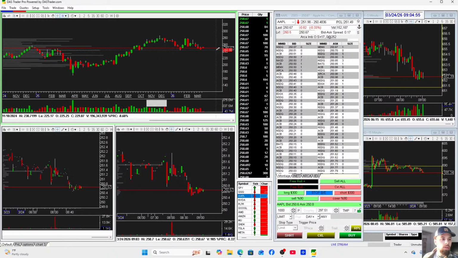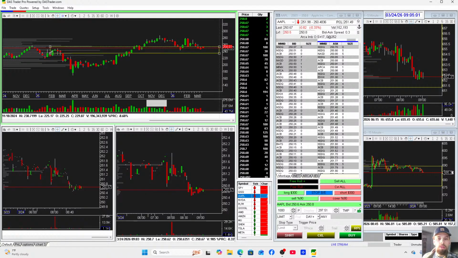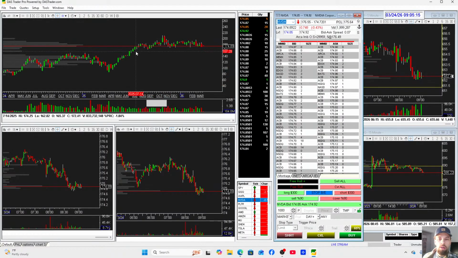Alright, here we go. Let's see, looking at Apple. Area of resistance, we'll say 254. Area of support, 240, 242. Got a nice bounce there. Couple wicks getting close there. That looks good to me.